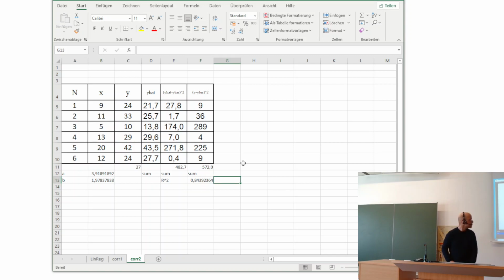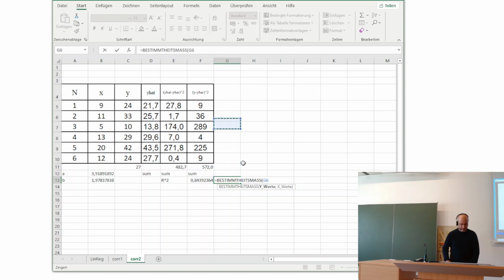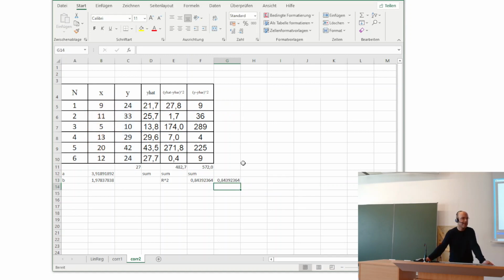And of course, for this we also have a formula, and since this is a coefficient of determination, the formula is Bestimmtheitsmaß, feeding in the y values and the x values. And fortunately, we have here the same number.